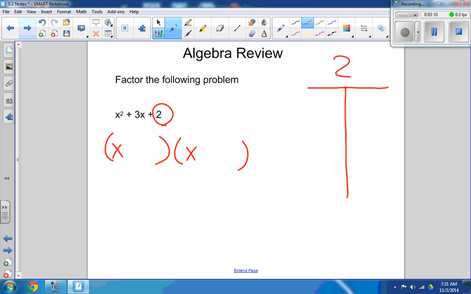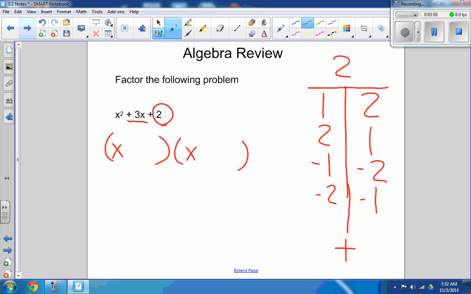All the possible factors of 2 are 1 times 2, 2 times 1, and then also the negatives: negative 1 times negative 2, and negative 2 times negative 1. Those are all the possibilities. And we're going to figure out which of these combinations add up to this positive 3x. 1 plus 2, that gives me 3. 2 plus 1, that gives me 3. Negative 1 plus negative 2 gives me negative 3. And I want a positive 3, so that doesn't work. Negative 2 plus negative 1, again negative 3, doesn't work.